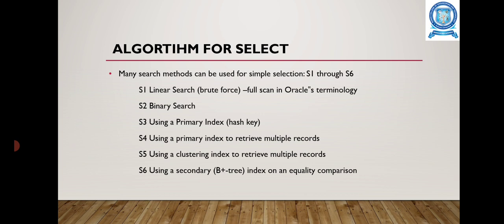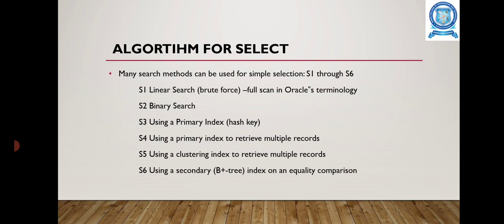The algorithms depend on the file having a specific access path and may apply only to certain types of selection condition. First is S1, that is, the many search methods that can be used for simple selections S1 through S6. S1 is a linear search, that means full scan in Oracle's terminology. Linear search retrieves every record in the file and tests whether its attribute value satisfies the selection condition. It is an expensive approach. Next one is binary search.